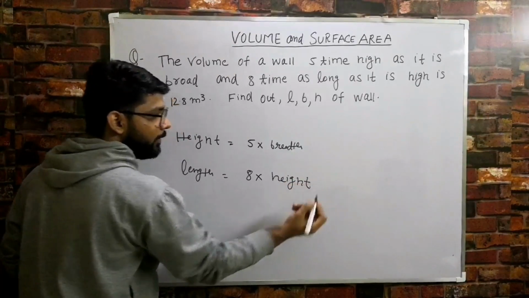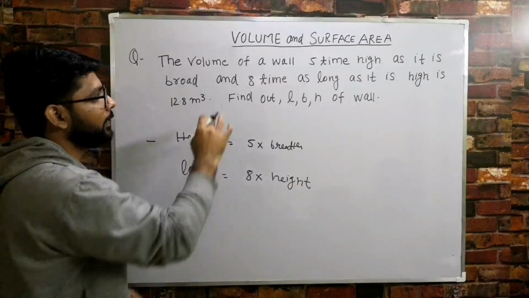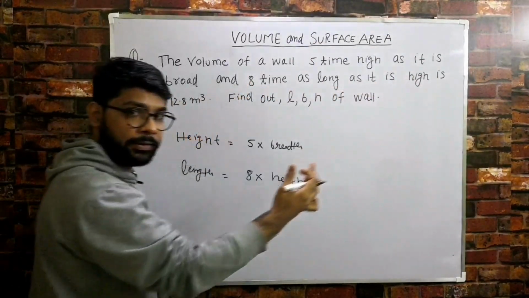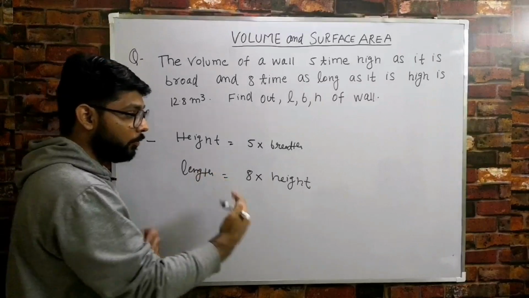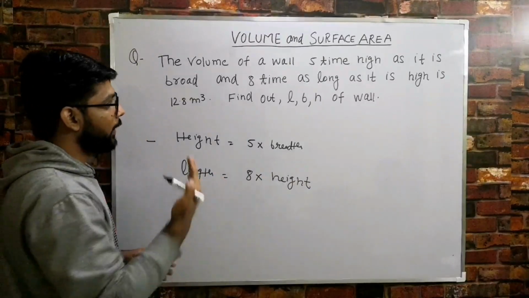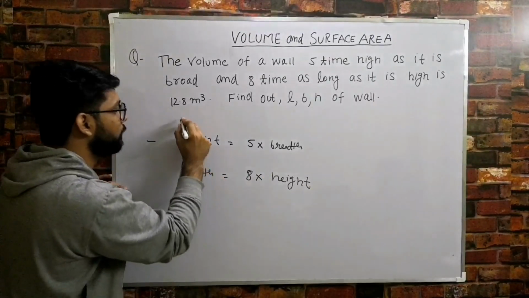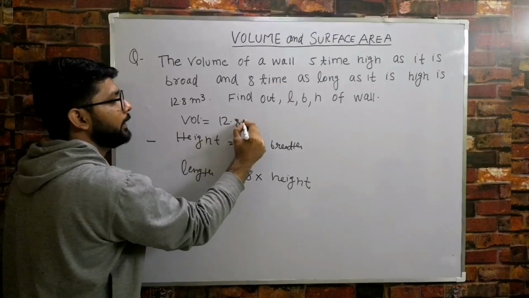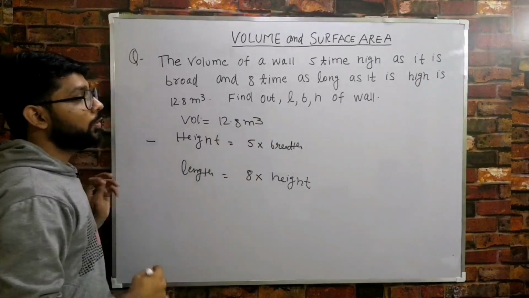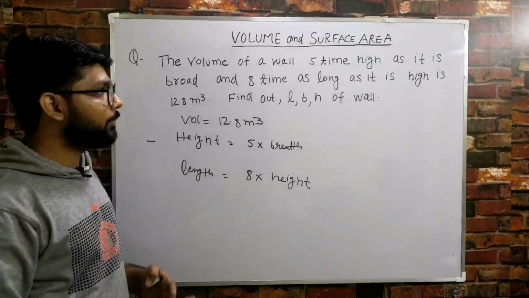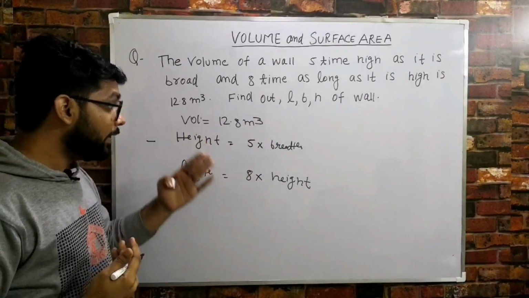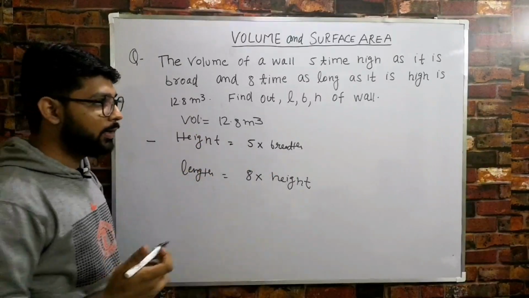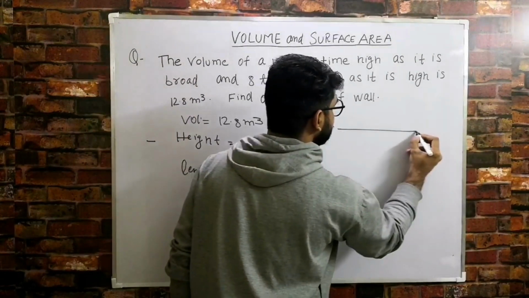The length is 8 times the height, that is, the wall is 8 times as long as it is high, and the volume given to us is 12.8 meter cube. So the given wall is a cuboid, because we have to find the length, breadth and height, and all are different. The height is 5 times the breadth and the length is 8 times the height. So we will draw a cuboid here.